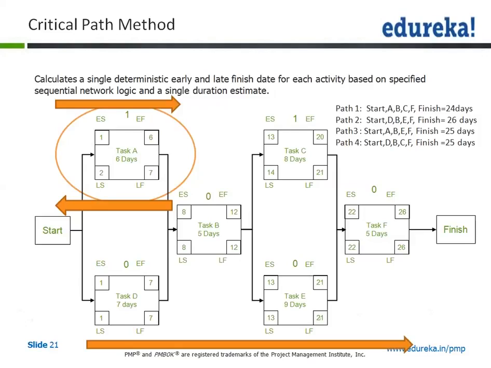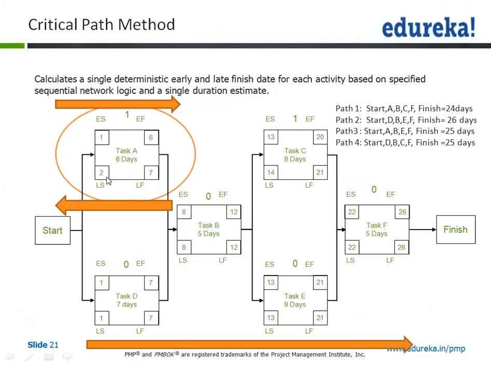Now some more things on this, which are the forward pass and the backward pass. We know that the activity is going to take 6 days. For a moment, please assume that the value written in each of those blocks is empty. Just assume that there is no value written in this block.